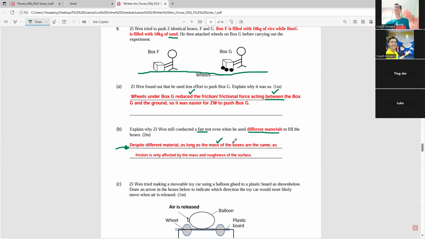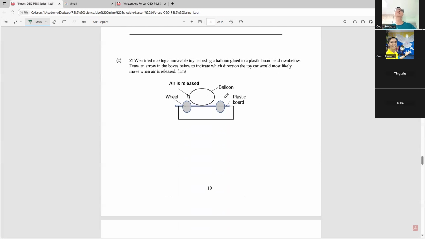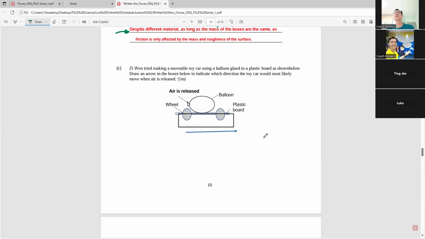Good. Let's continue the next part. This is a device. How does this work? If you inflate the balloon, when you release the balloon, the air will be forced out here. So there's a force, a pushing action. The balloon and the wheels will go to the right-hand side. They ask you to draw an arrow in the box to indicate the direction which the toy would most likely move when air is released. So you should indicate with this arrow. In the written answer, you can draw a straight line using a pencil for pushing forward this way.